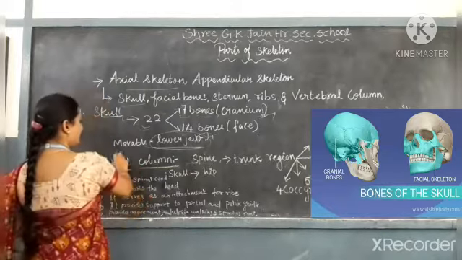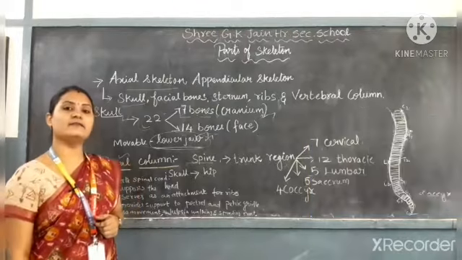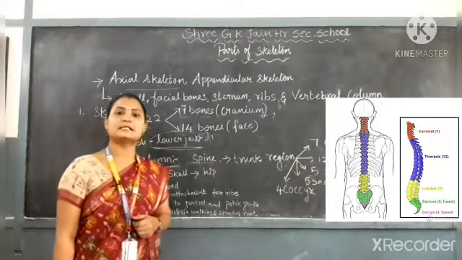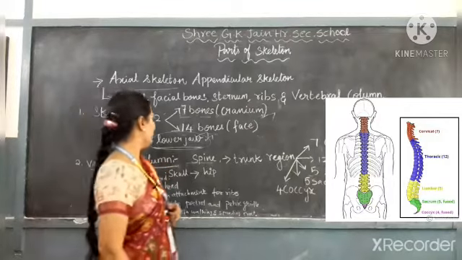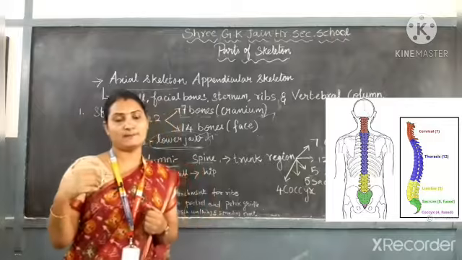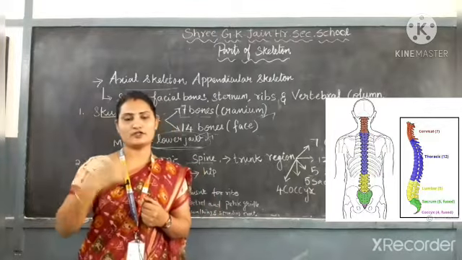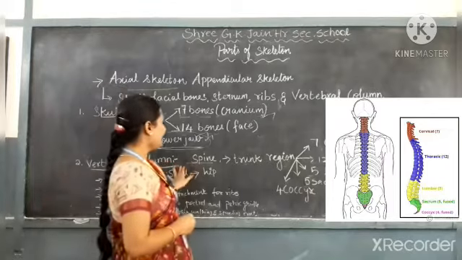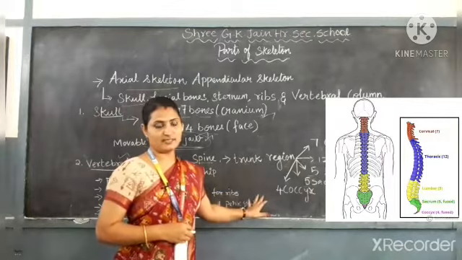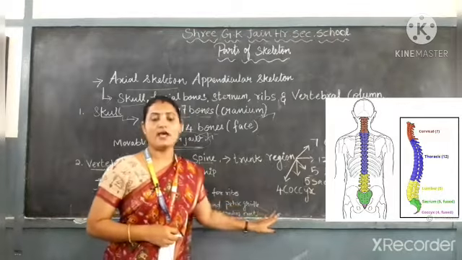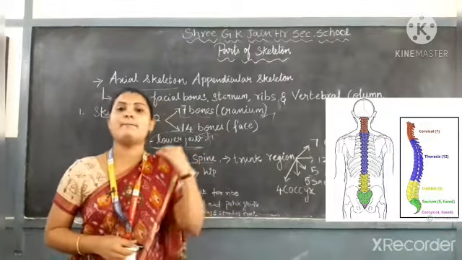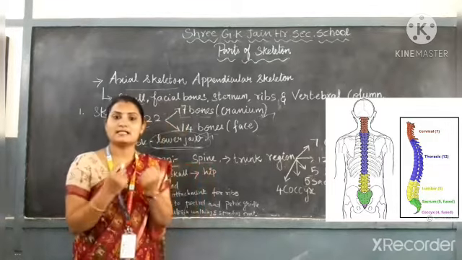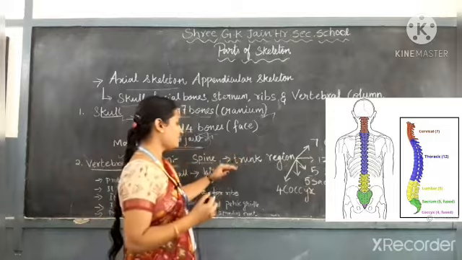The second one is the vertebral column. The vertebral column is also called the spine, and it is also called the backbone since it is present at the back of the human body. It is located in the trunk region. Since it is located in the trunk region, it offers support to the upper part of the body.